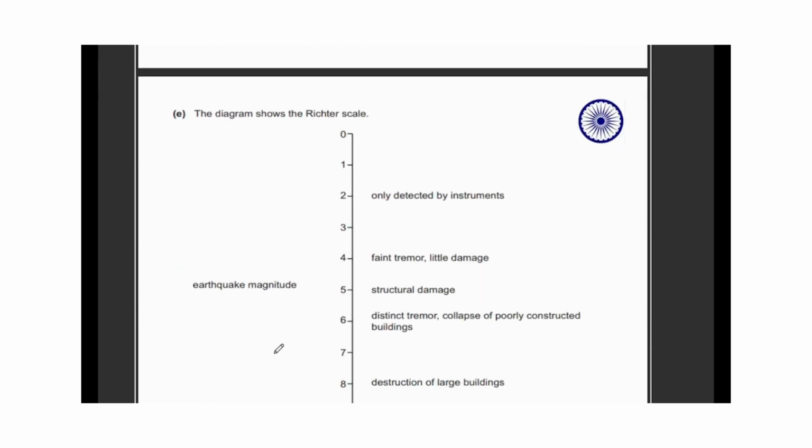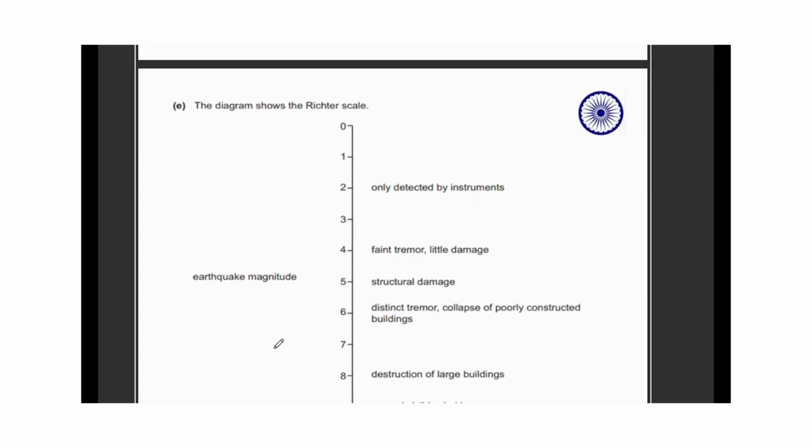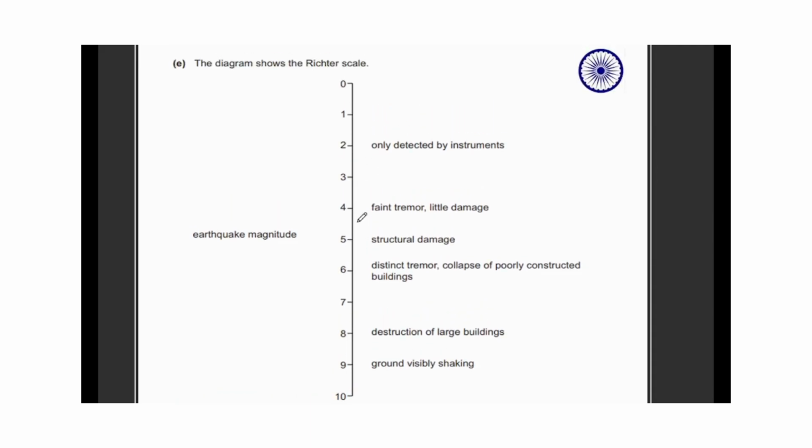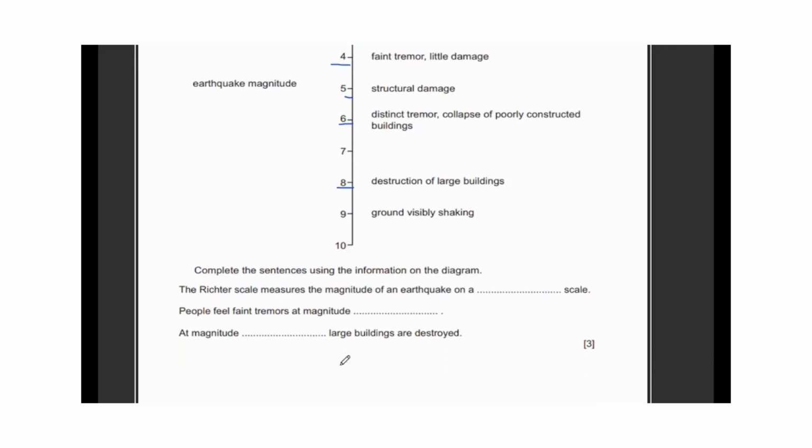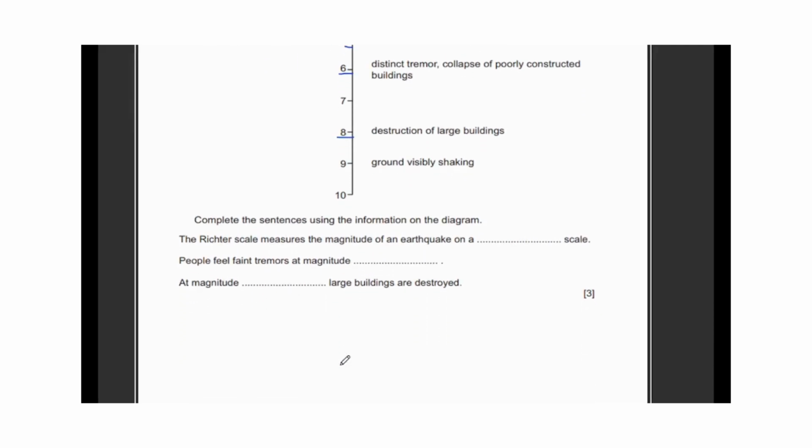Next one, the diagram shows the Richter scale. Fine. Now what is this Richter scale shows here? 0 to 10 only detected by instrument. The 2 Richter scale, earthquake magnitude 2 is detected by instrument. Faint and tremor, light damage, little damage is there. Structural damage on 5. 6th is a collapse of the poor constructed building. Destruction of large building at 8, and ground visibly shaking, so on 9.